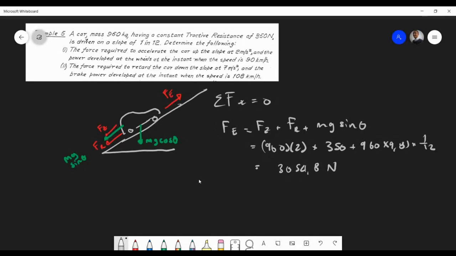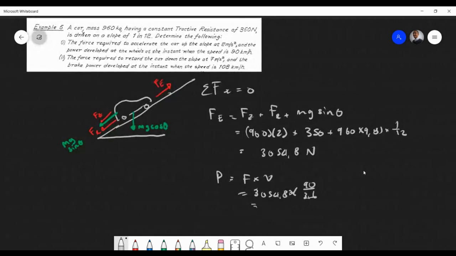Do you know the relationship for power? What is power equal to in a translational or linear form? Are you aware of it? Do you remember? Force times velocity, sir. Fantastic. So we take 3054.8. Of course, they're assuming this is at the instant, so it's not accelerating, at a particular time. So of course, that's going to be 90 divided by 3.6. So what we mean here is how much power is required to get this vehicle up here.